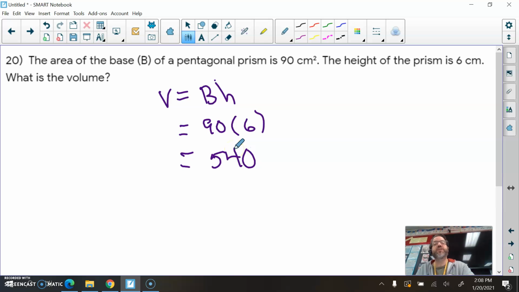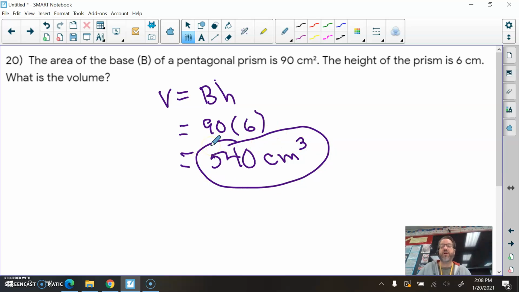And volume is always cubic units. We're dealing with centimeters here. So it's cubic centimeters. All right, that's it.